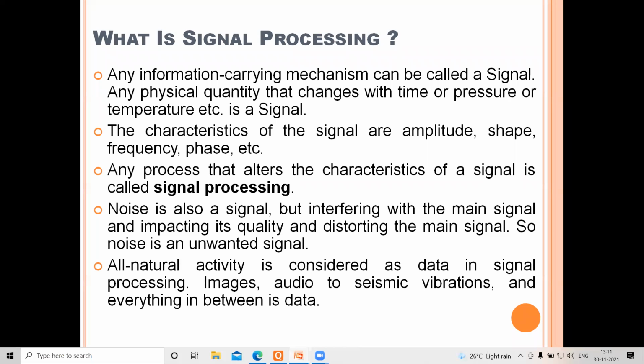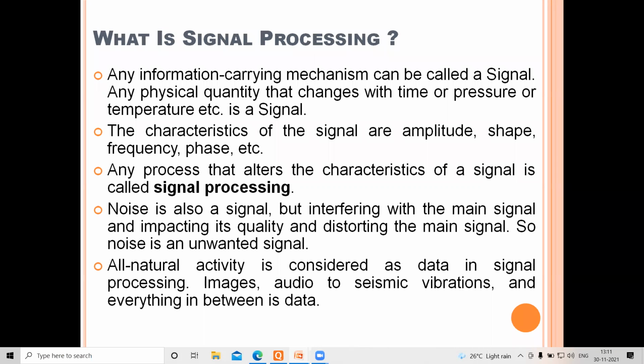However, noise is also a signal, but it interferes with your main signal and impacts the quality. Mainly, it's distorting your main signal. So noise is an unwanted signal. Somebody would ask me, sir, is noise a signal? Definitely, noise is also a signal, but it's not a wanted signal. What becomes unwanted depends on where and what it is, and each one of us can have our own definition.